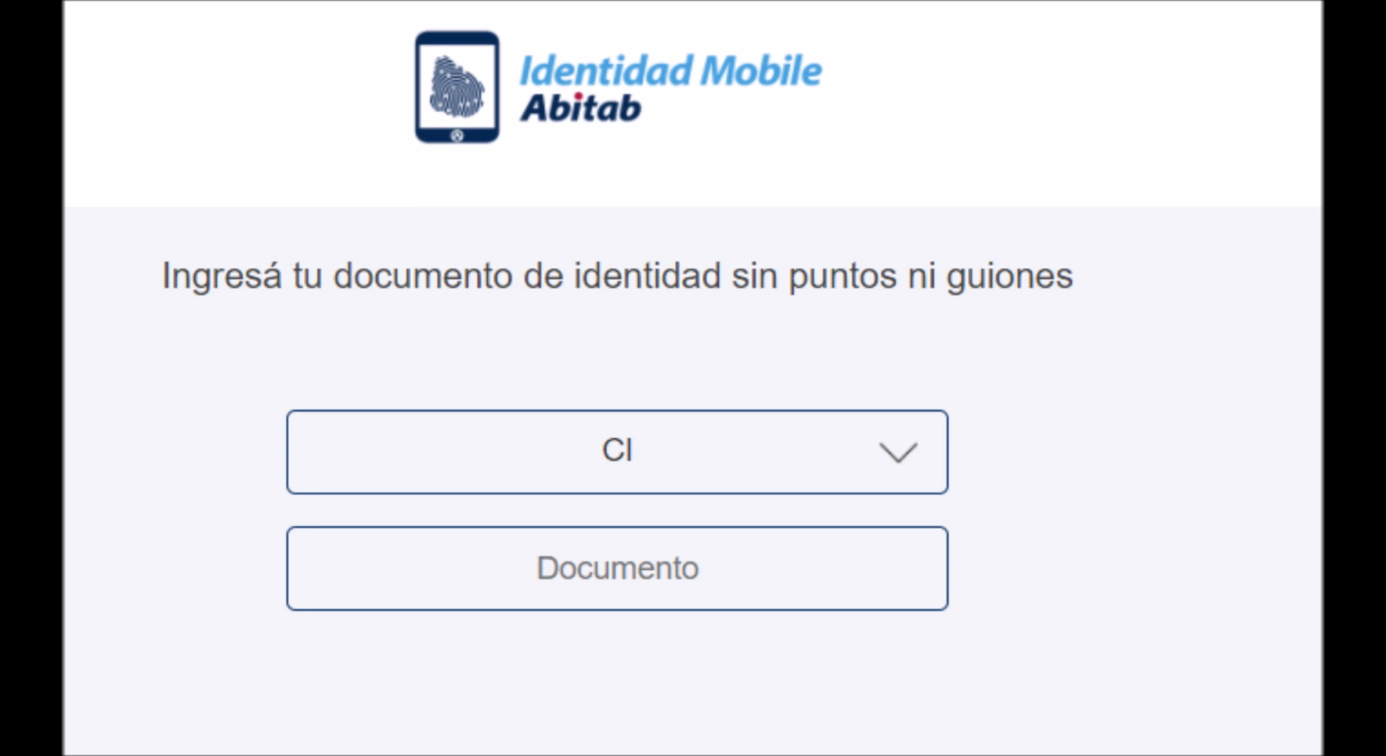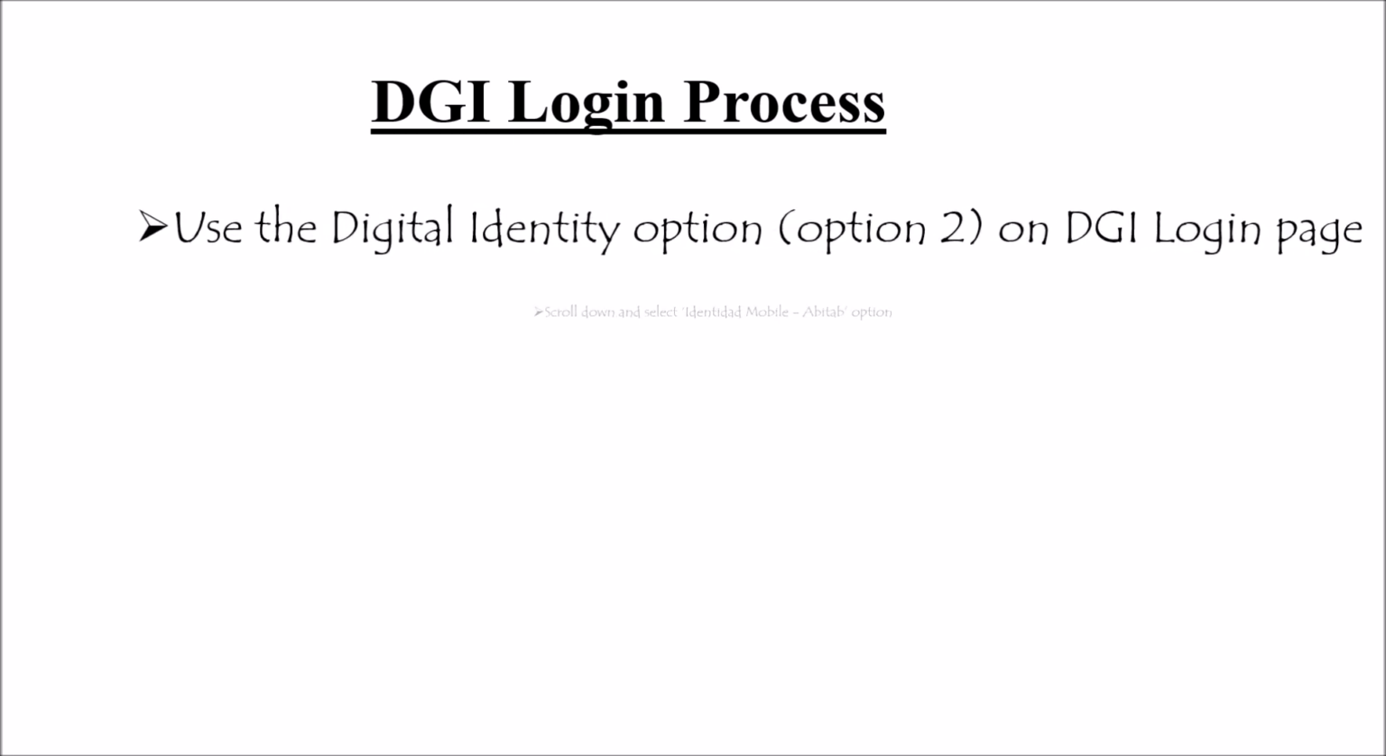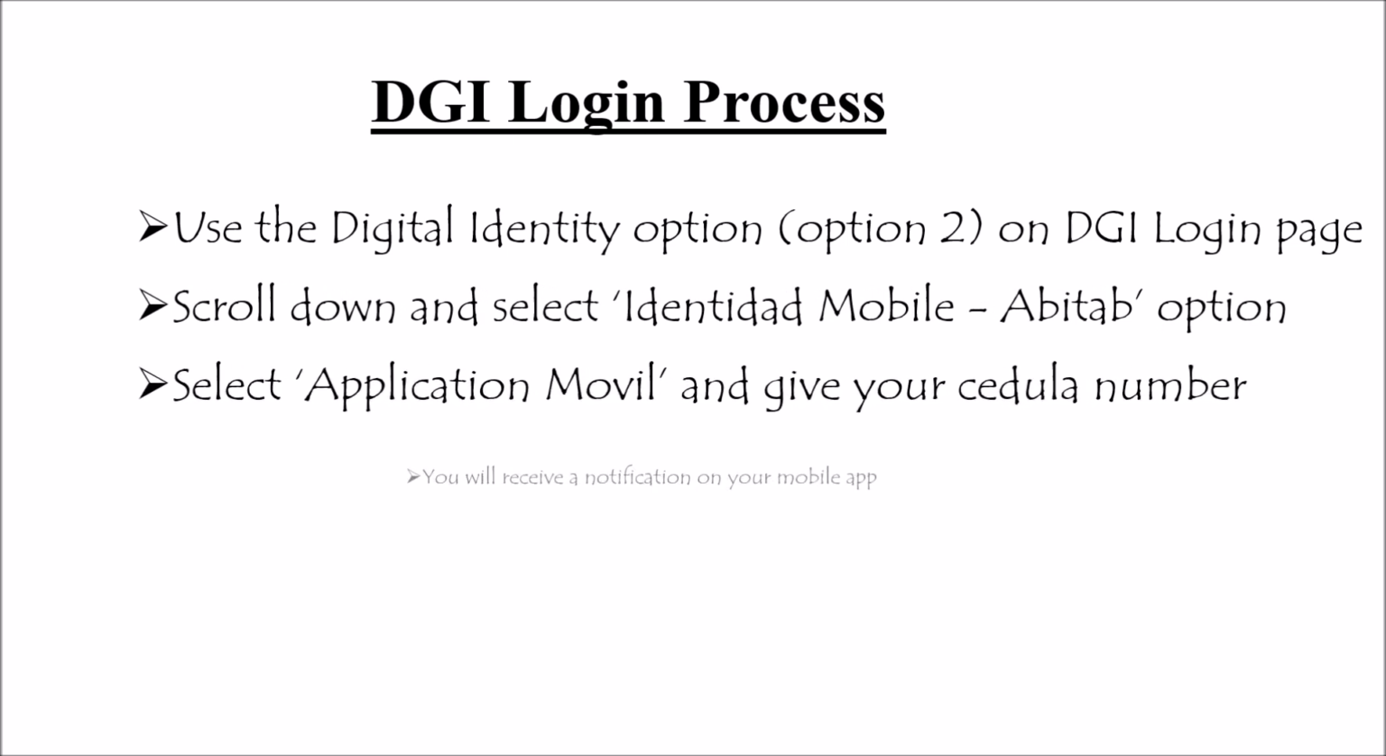So once you enter your scheduler number, you will get a notification in the mobile app that you have downloaded, and on that notification you will have to authenticate by giving your registered PIN number. So once you have authenticated, you are done with the DGI login process and you will be logged into the DGI Online Services. I have again listed down the step-by-step process of the DGI login that I have explained now. So this is for your reference.